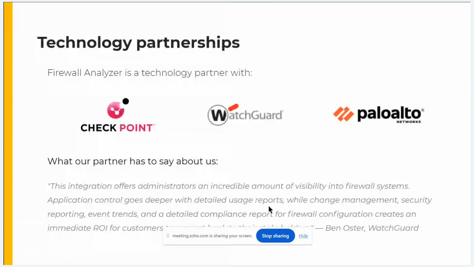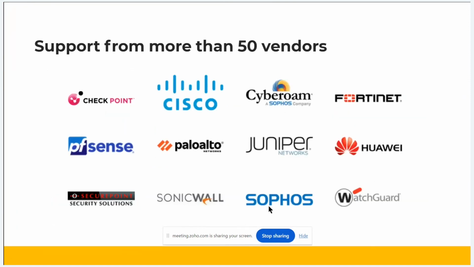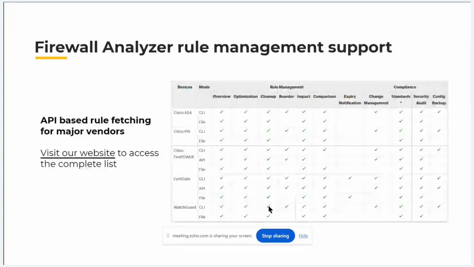All right. Next, I would like to reiterate that we have a technology partnership with Checkpoint, WatchGuard, and Palo Alto at the moment, and we are working towards expanding this to include multiple other technology partnership vendors. Currently, we support more than 50 firewall vendors and over 200 firewall devices, and that includes some of the vendors that we have shared on the screen. All right. So Firewall Analyzer currently provides rule management reports for the given list of firewalls.